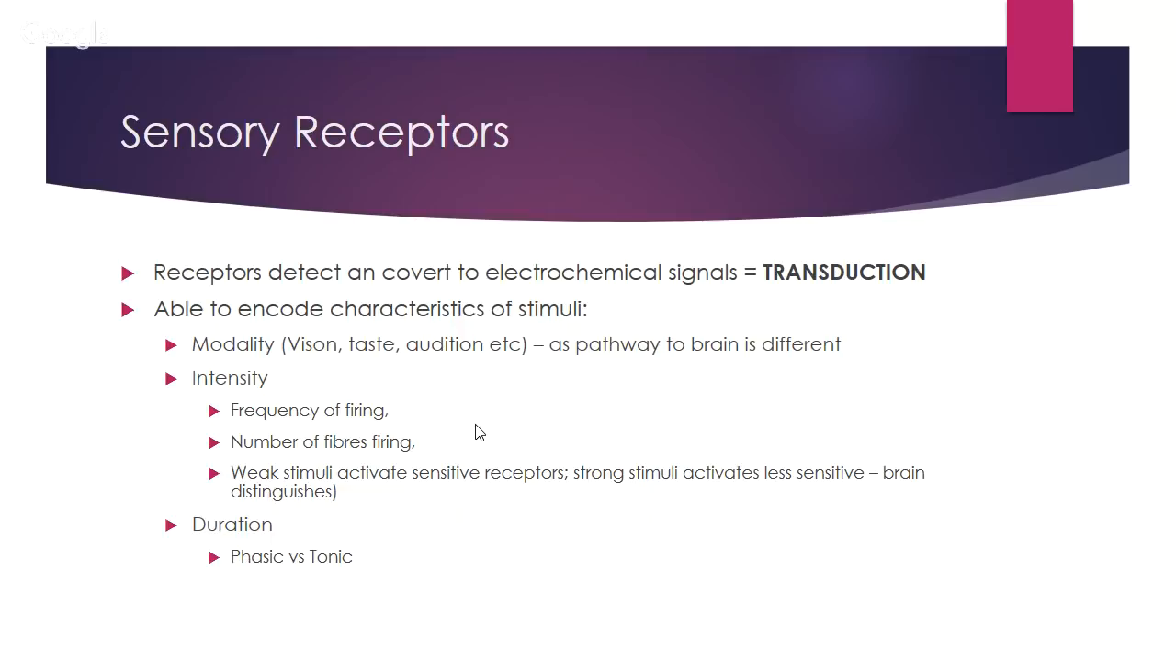Intensity is encoded through the frequency of firing of the neuron, the number of fibers firing, and also which receptors are activated. If only a sensitive receptor is activated, we know that it's a weak stimulus. Whereas if you have activation of both sensitive and less sensitive receptors, you know that it's probably a stronger stimulus. And also duration, which you talk about with phasic and tonic receptors.